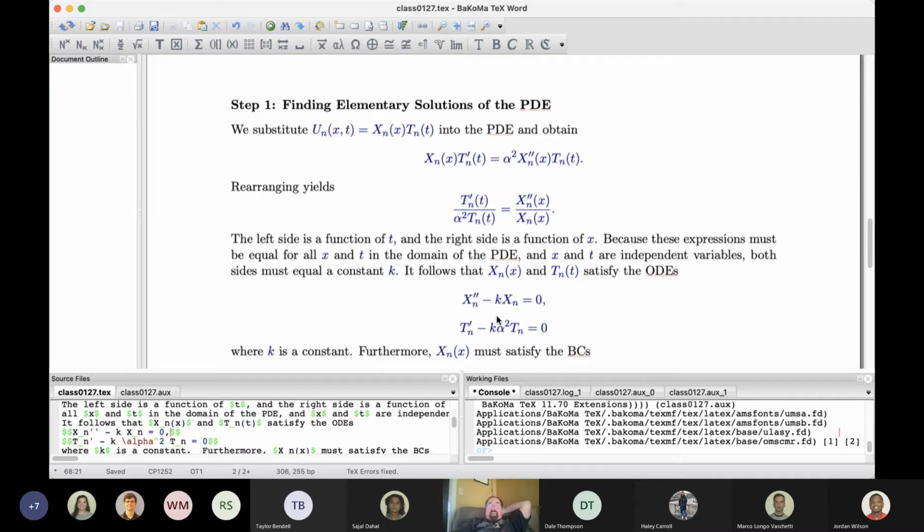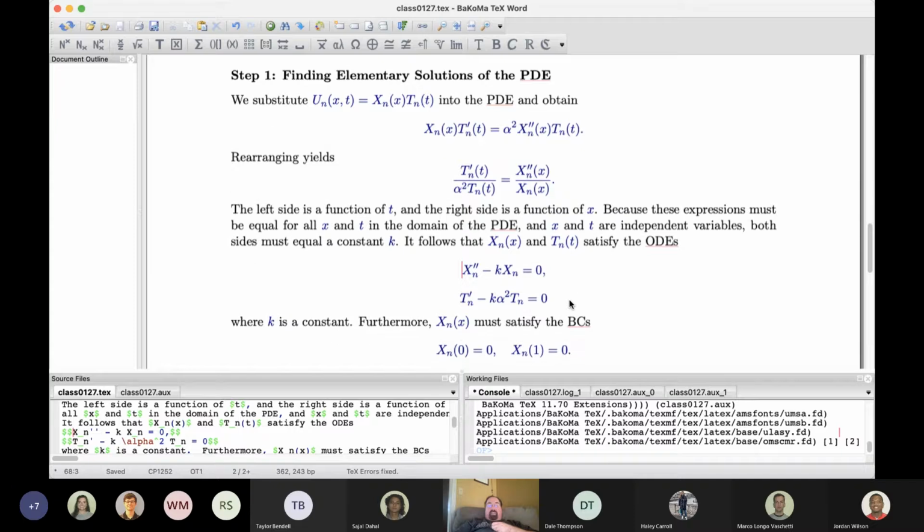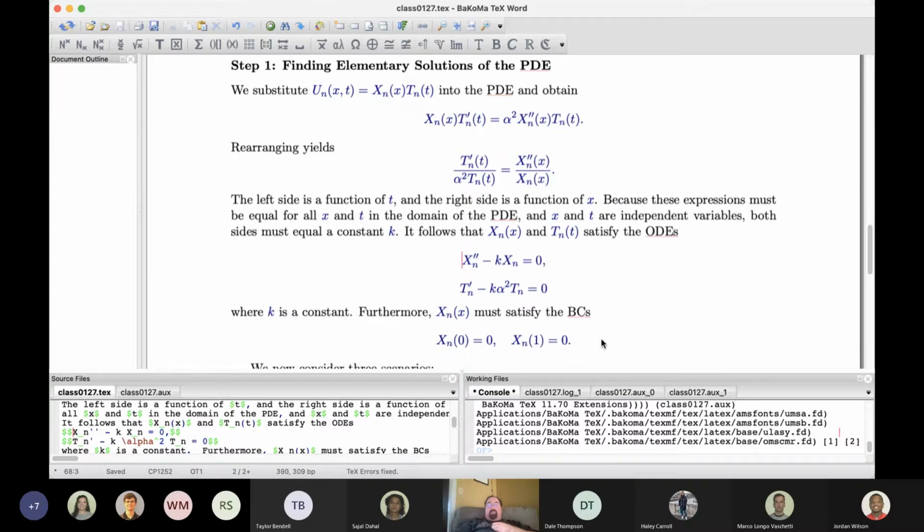So now I can go ahead and solve these two ODEs independently of one another and obtain a solution of the PDE. The boundary conditions will affect this one, because this is the only ODE whose solution depends on x, so only it has to satisfy the boundary conditions. These are the boundary conditions from the original problem, but applied to X_n. So at the two boundary points, it must be 0.